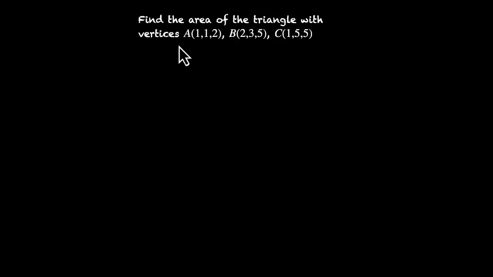Find the area of the triangle with vertices A, B, and C, and the vertices are A(1, 1, 2), B(2, 3, 5), and C(1, 5, 5). So pause the video, try this on your own.